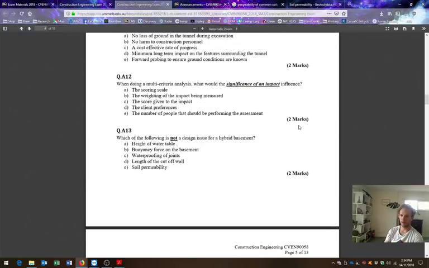A12, when doing MCA, significance of an impact. So the more significant an impact is, the more weighting it deserves. So the weighting scale of the impact being measured, that would be a correct answer. If we're talking about something really significant, then it deserves a high weighting. We're not talking about exactly if the impact's positive or negative, we're just talking about significance. So it's not the score, it's the weight. The scoring scale is set before any of this. Client preferences should have nothing to do with it. Number of people. Well, look, I mean, it could influence the number of people that should be performing the assessment, maybe, but it's not the most correct answer. It's definitely the weighting that is the most correct answer.